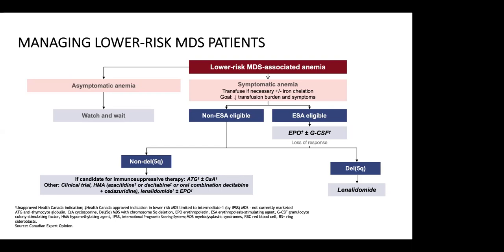Patients with del(5q), we could try lenalidomide, which is easily accessible. And then if patients come with asymptomatic anemia, they have low risk disease and their counts are stable, so we just do a watchful waiting kind of approach. If they're non-del(5q), we can enroll them in a clinical trial.